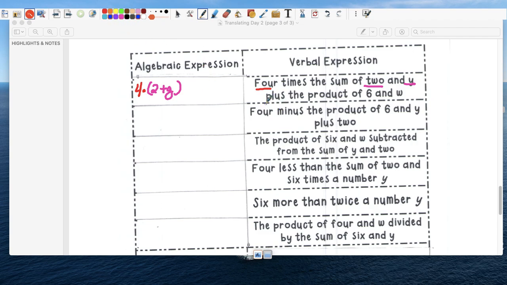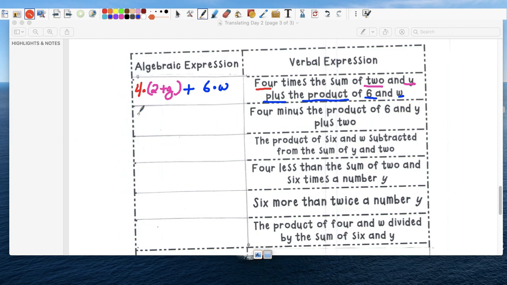And then it's going to tell us to do plus the product. What is product? Multiplication. So let me put a multiplication. Who are we multiplying? 6 and w. So multiply 6 and w. So ahí está.